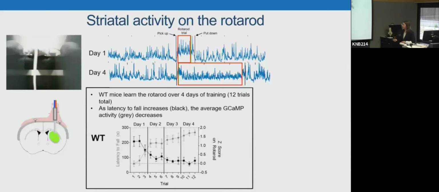So just focusing on wild type here, this graph here is showing latency to fall in gray. So that's increasing over the 12 trials. And as this increased, the average GCamp activity in the striatum decreased over the days of training. So there's this inverse correlation between their learning of the task and the activity in the striatum.